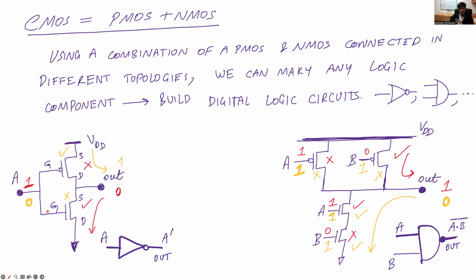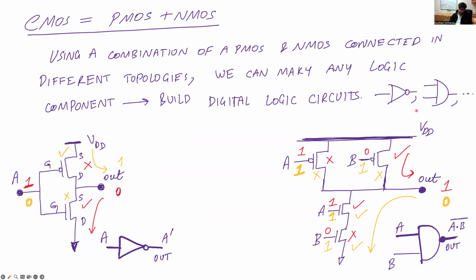Similarly, you have the reverse happening when the input is low. In this case, the PMOS is on and NMOS is off, and the output goes high. So this topology of connecting the PMOS and NMOS is inverting the input signal. When you have an input of 1, it gives an output of 0. If you have an input of 0, it gives an output of 1. So this behaves as an inverter.